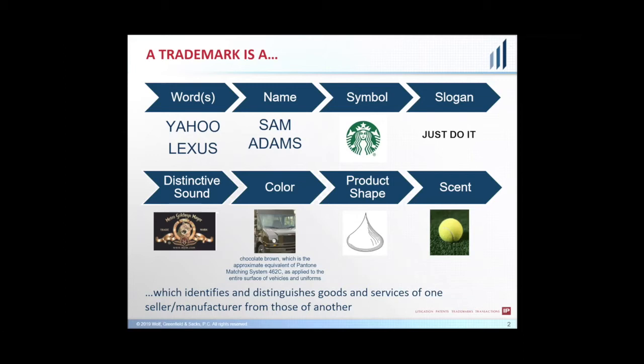Another type is product shape. Here we have an example of that in the Hershey Kiss. And finally, one other example are scent marks. There's a company that registered the smell of the tennis ball that smelled like freshly cut grass. And what all of these marks have in common is that they identify and distinguish the goods and services of one company from those of another.